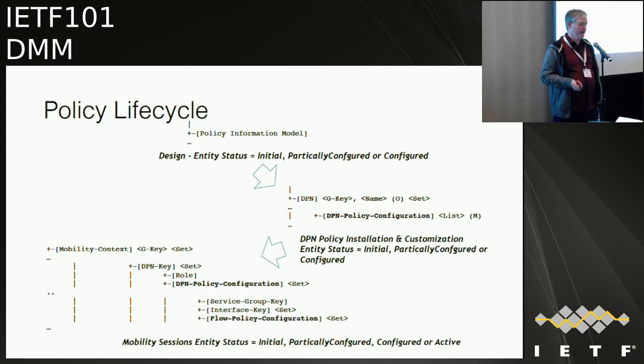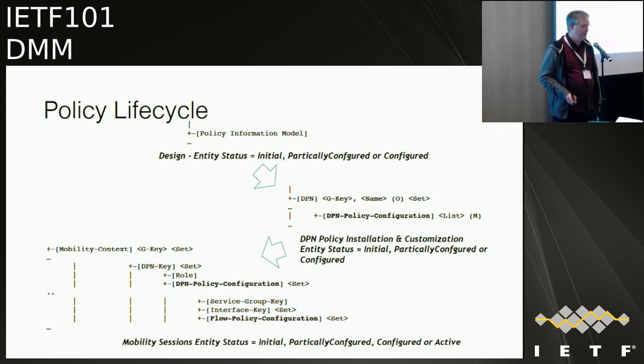So here's where the entity status comes into play. If there's not a lot of configuration, we refer to the status as initial. Partially configured means more attributes have been added. Configured means we have gone to the point we can activate this somewhere in a context. But typically we won't expect anything beyond probably partially configured at this point in the model.